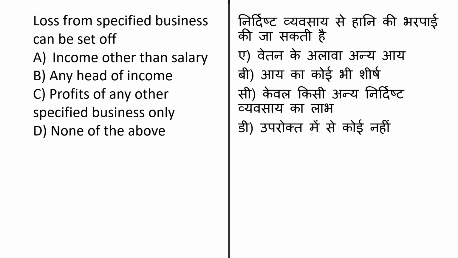Loss from the specified business will be set off against the profit of specified businesses, but the losses from any other business or the profession cannot be set off against the profit from the specified business. After the intra-head adjustment, the taxpayer can set off remaining losses against the income from the other heads. That means the answer here for this question will be option number C. That is profit of any other specified business only.